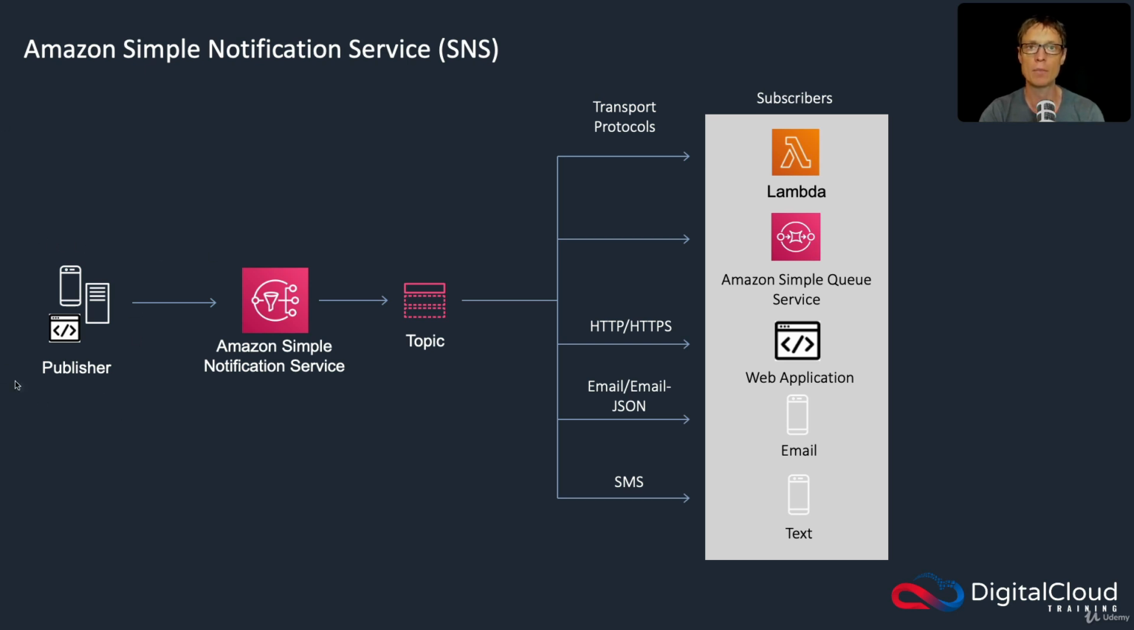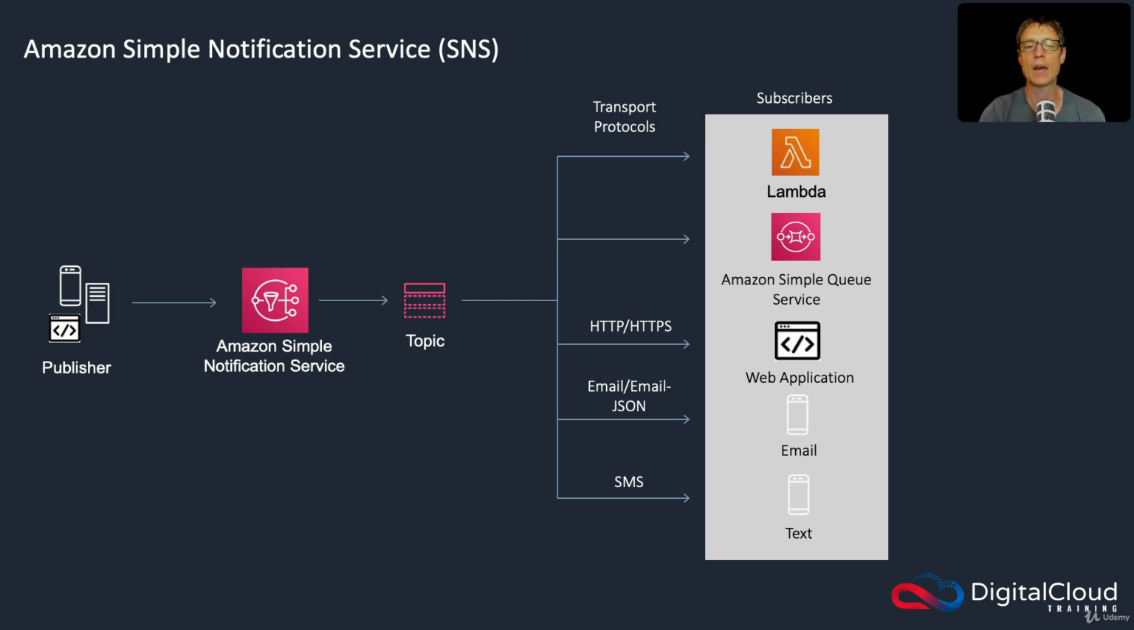So you might have a publisher, which could be an application, and it needs to send some information to another application component, and that's what you call a subscriber. So on the left you've got the publisher, and on the right you have the subscriber. The subscriber wants to receive messages from the publisher. So Amazon SNS is in the middle here, and you create something called a topic, and the topic will then deliver the message to the subscribers.